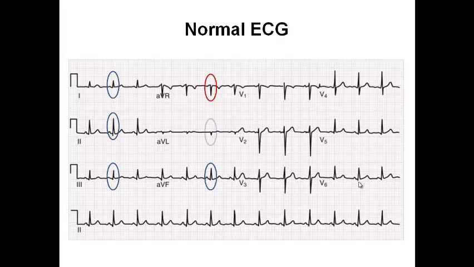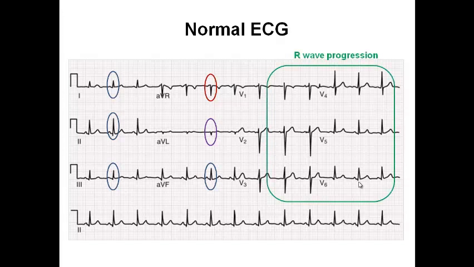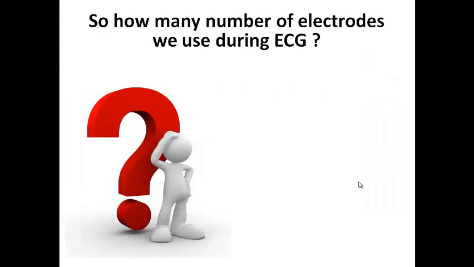AVR is almost always negative. Sometimes we can see AVL is negative, but if lead 1, 2, 3 and AVF are positive, we are speaking about a normal axis of the heart, and of course R wave progression that we discussed before.